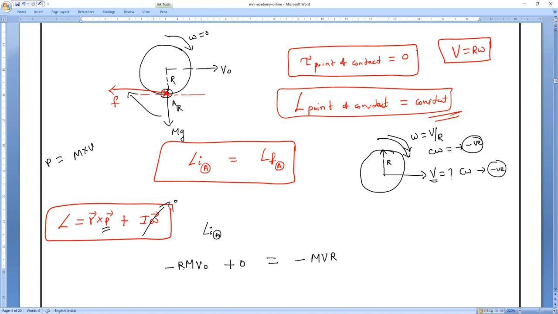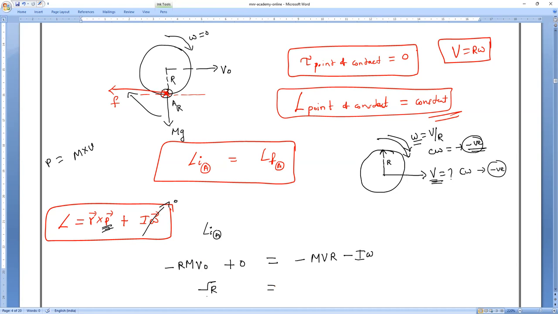Here, capital M into R into V naught, and this is capital M into V into R, because here the velocity is V and there the velocity is V naught. Now I omega, so minus I again, clockwise, so it is a minus I. And here the angular velocity is not zero. So what is the angular velocity? Omega. Clear, everyone?